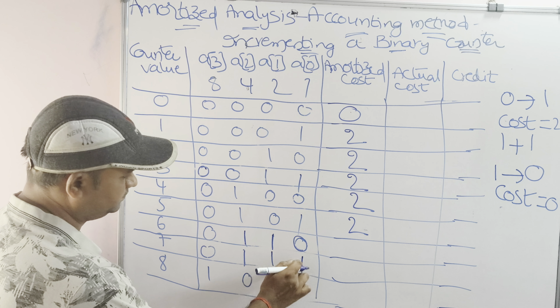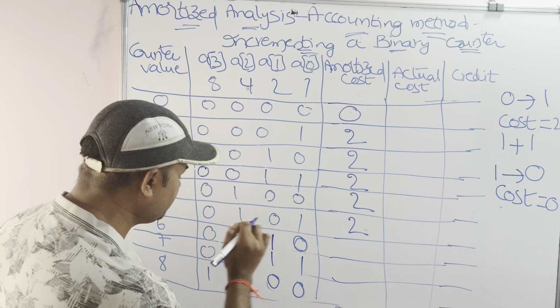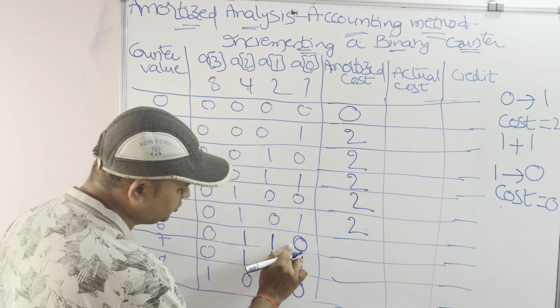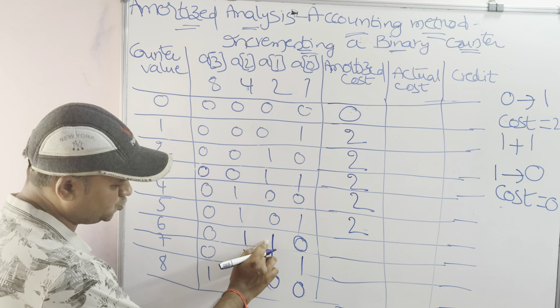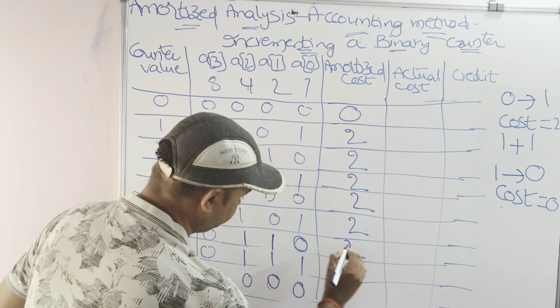0 to 1. Next 6 means we will focus on 5 to 6. So 1 to 0. 1 to 0 means 0 only. 0 to 1, cost is 2. So here the bits are same.